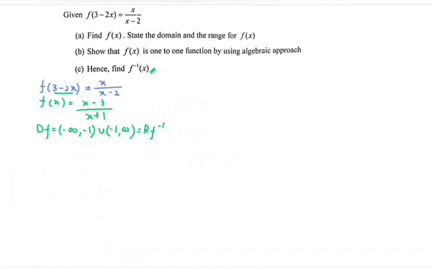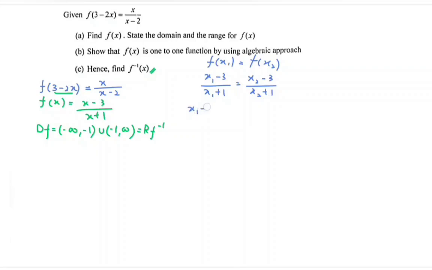So kindly focus on the b. Show that f(x) is a one-to-one function by using the algebraic approach. So here we have x sub 1 equals x sub 2. So kindly substitute. We have (x sub 1 minus 3) over (x sub 1 plus 1) equals (x sub 2 minus 3) over (x sub 2 plus 1). Kindly cross multiply the situation.